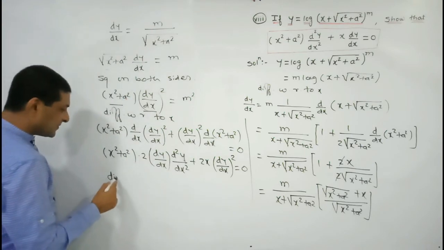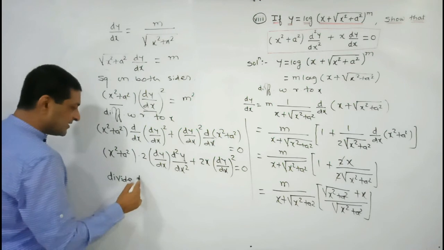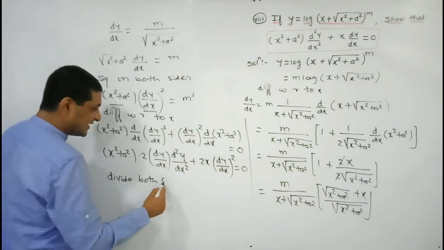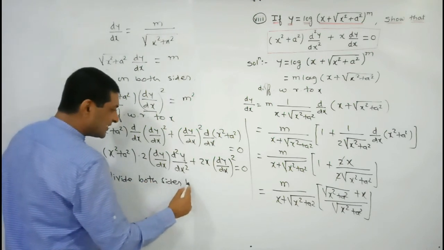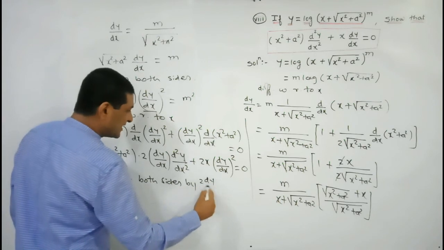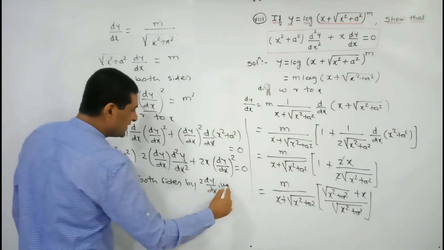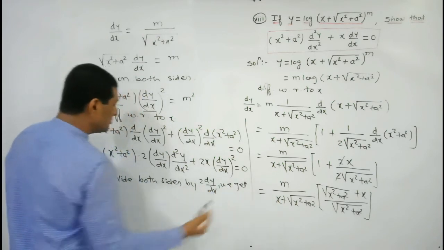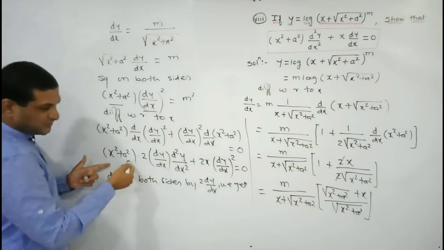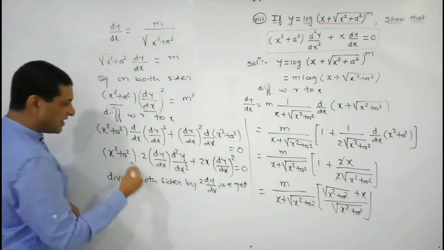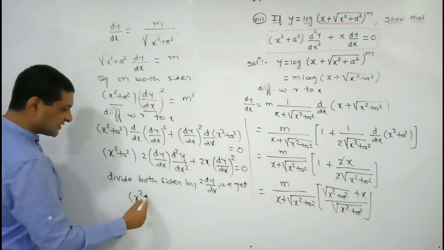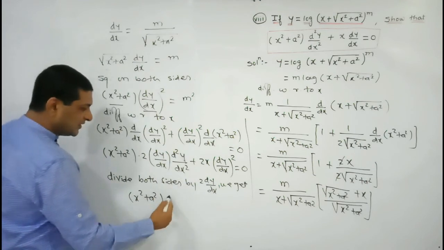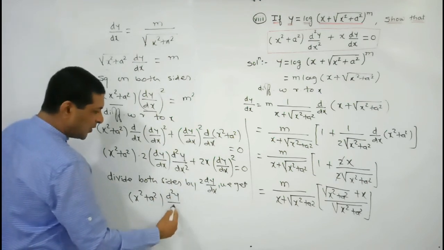So divide both sides by 2 dy by dx. Let us see what we will get after dividing by 2 dy by dx. If I divide the first term, 2 dy by dx and 2 dy by dx will get cancelled. The remaining term is x square plus a square into d2y upon dx square.